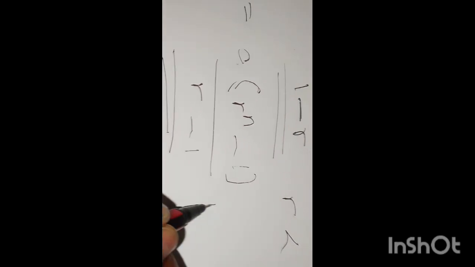So what if r is greater than 1? If r is greater than 1, we're going to have Sn is equal to a times r to the power n minus 1 over r minus 1. So this is if r is greater than 1.